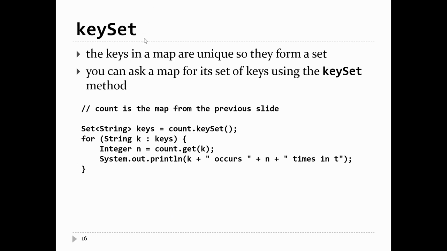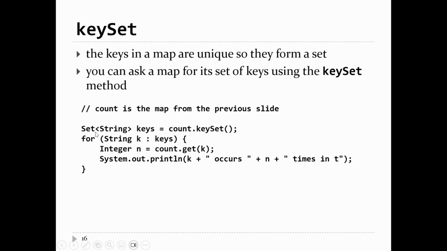Okay, so the keys in your map form a set. If you want to, you can ask the map for its set of keys. There's a method called keySet that returns the set of keys. Now, keySet doesn't tell you what kind of set it returns. It simply says it returns a set, so you don't know if it gives you back a hash set or a tree set. You just know it's a set.